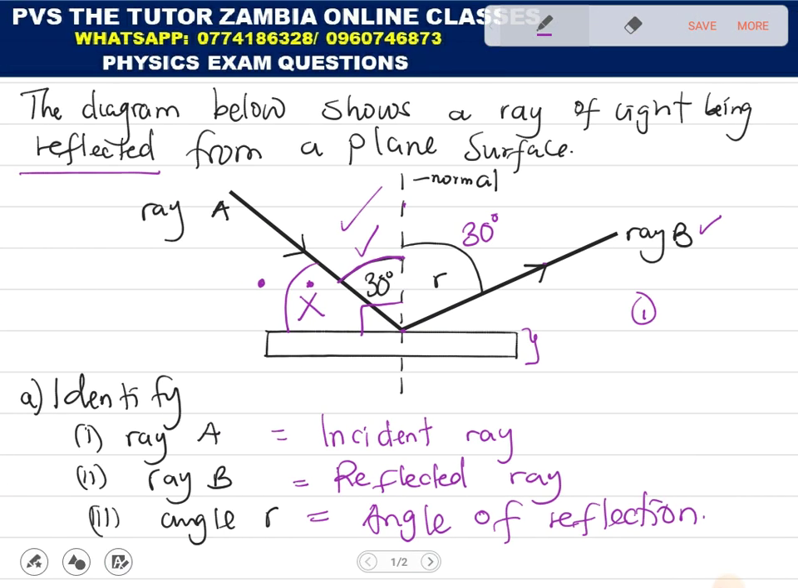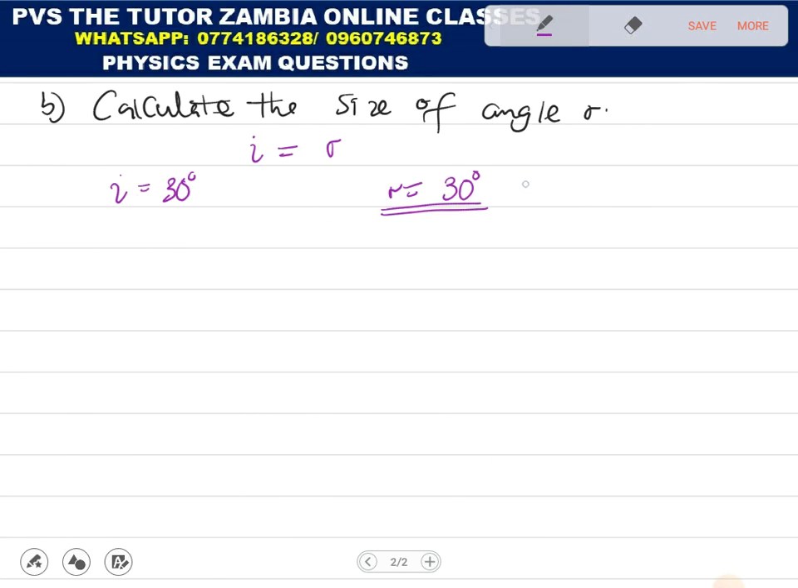So, free mark again, just one mark. It's just one mark. And free mark again.